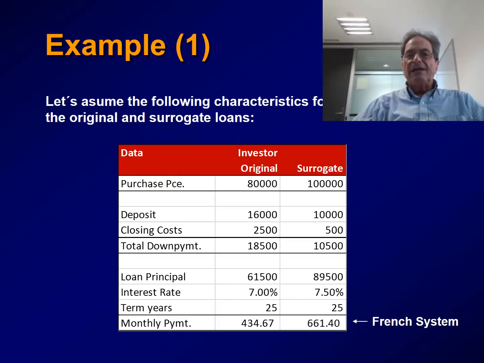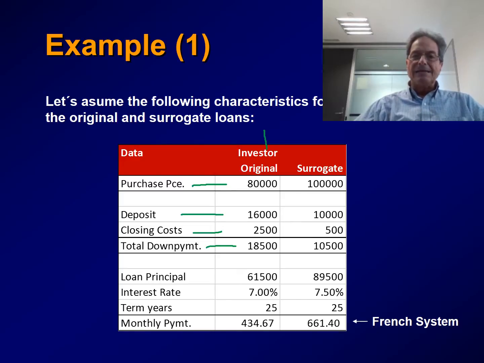Let's assume the following characteristics for the original and surrogate loans. From the viewpoint of the original investor, we assume that the purchase price of the property is $80,000. There is a down payment of $16,000 and closing costs of $2,500. So a total down payment of $16,000 plus $2,500 is $18,500. So the balance, meaning $80,000 minus $18,500, the balance, $61,500, is the amount to be financed through the mortgage.